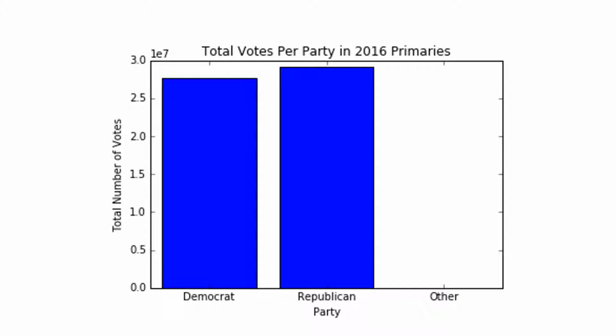To answer this question, I made a bar chart that shows the number of total votes cast in the Democratic and Republican primaries. Over 27 million votes were cast for Democratic candidates and over 29 million votes were cast for Republican candidates. Some 8,000 voters did not have a preference for any candidate or were uncommitted. This number was too small to be accurately represented as a bar on the scale in this chart.